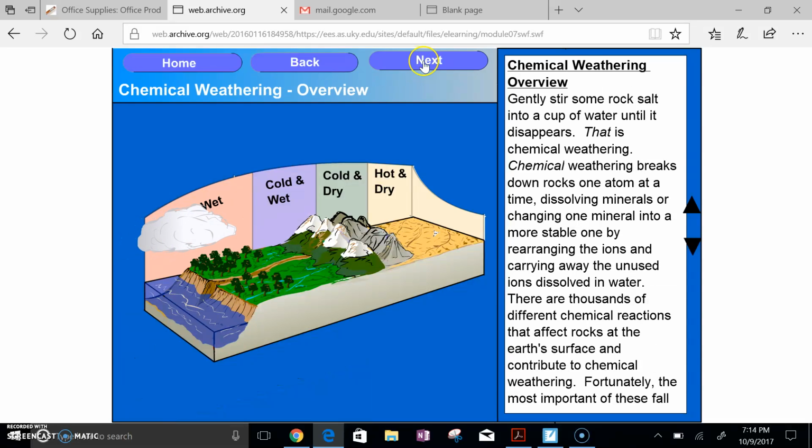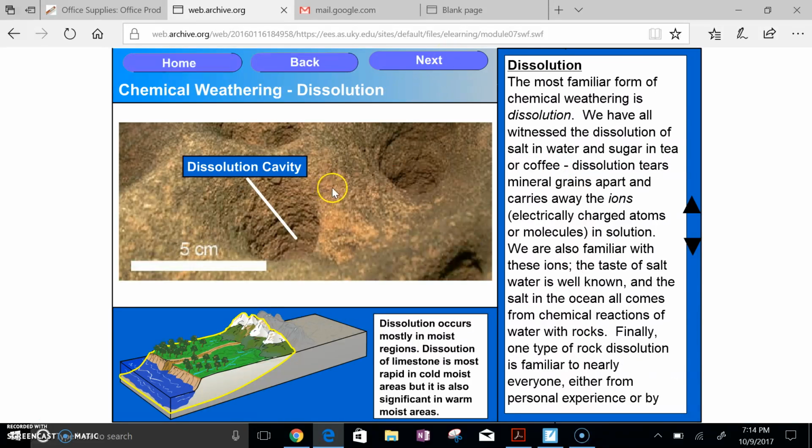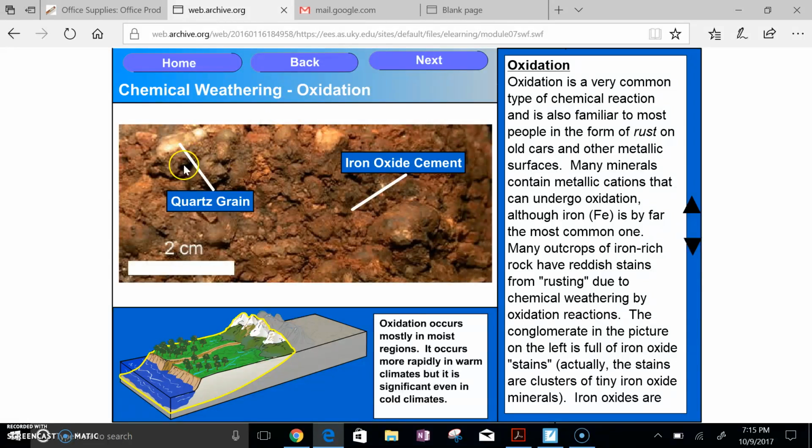Then we have chemical weathering, which is breaking down rocks one atom at a time using chemical means. So this is from water dissolving a rock. This is rusting, or when a rock that contains iron comes in contact with oxygen, it oxidizes.